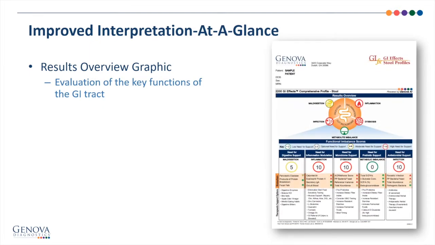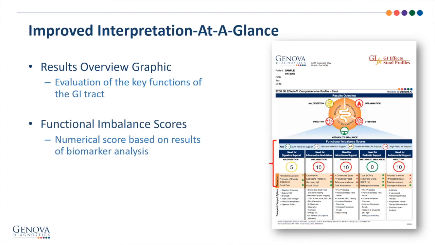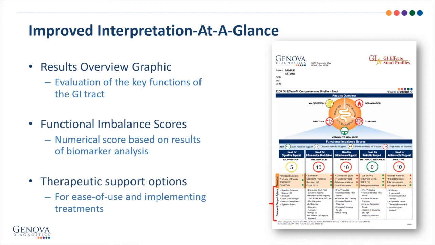And then underneath that, we have these functional imbalance scores. So for each one of those core categories, such as maldigestion, inflammation, dysbiosis, you're going to get a numeric score for the patient. And that numeric score is generated by the results of the test. And you can see underneath each score are listed all the biomarkers that went into contributing to that patient score. And so this way you can really get an idea of what are the main highlights. Where am I going to start as far as intervention goes? And then what do I do?